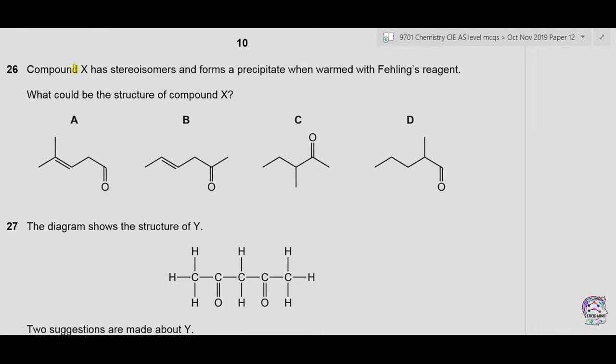Question 26. Compound X has stereoisomers and forms a precipitate when warmed with Fehling's reagent. What could be the structure of compound X? Now stereoisomers means there are two types of isomers. One is cis-trans isomer, and cis-trans requires the presence of a double bond between two carbon atoms. Second stereoisomer is optical isomer, and optical isomer will require a chiral center.